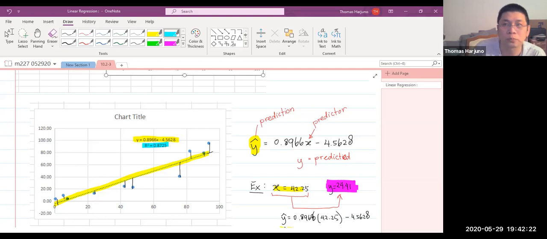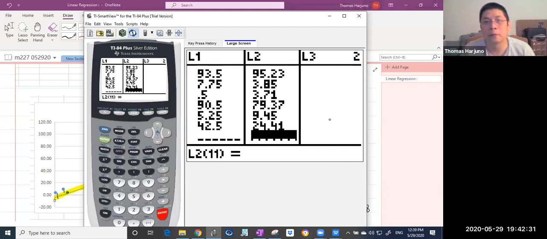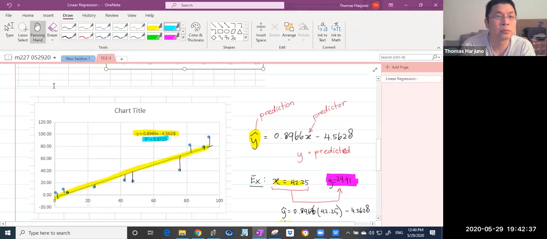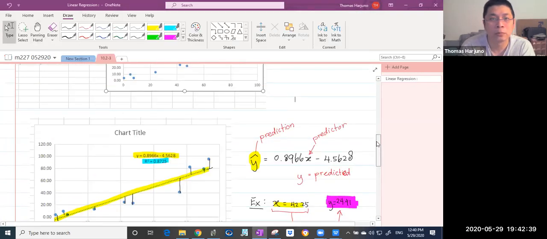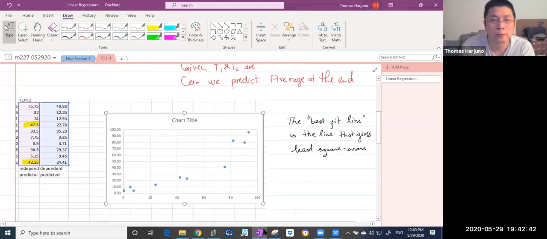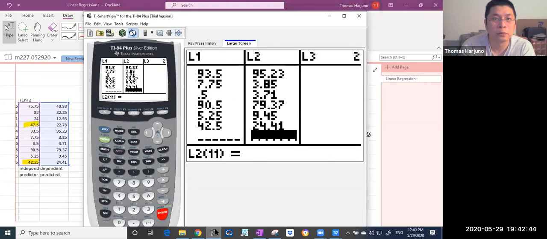So, give me a second. Oops, I need to do. Okay, so do you see my calculator and my note at the same time now? Yeah, I believe so.